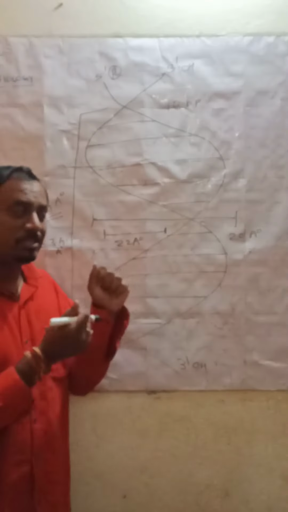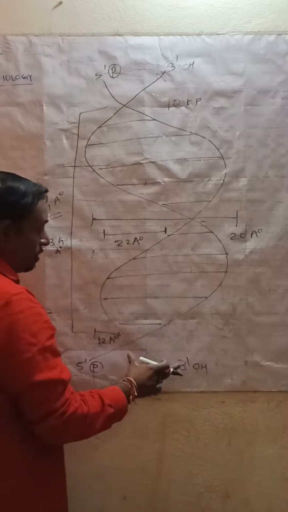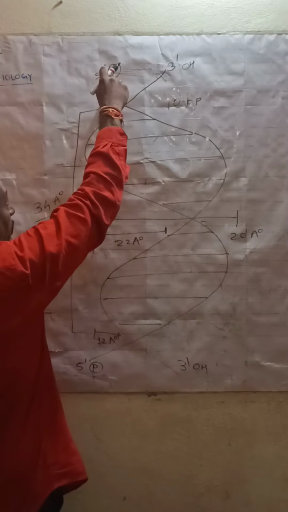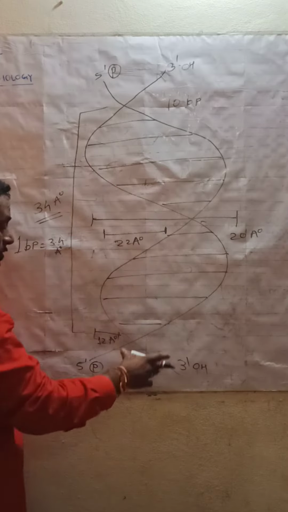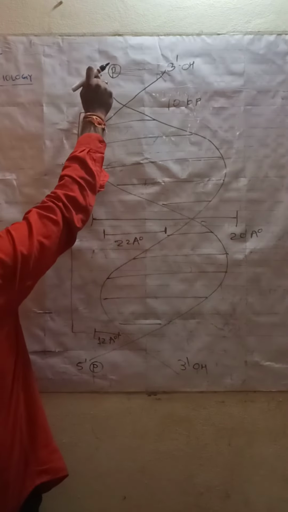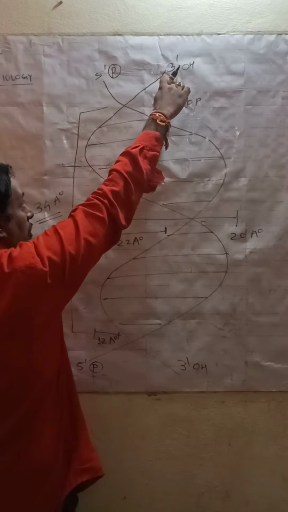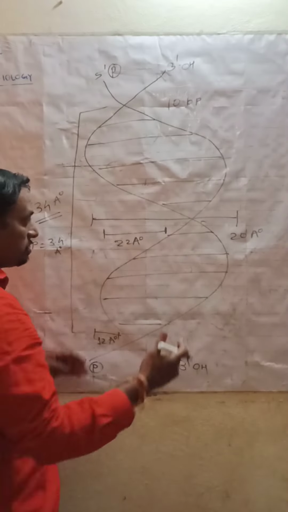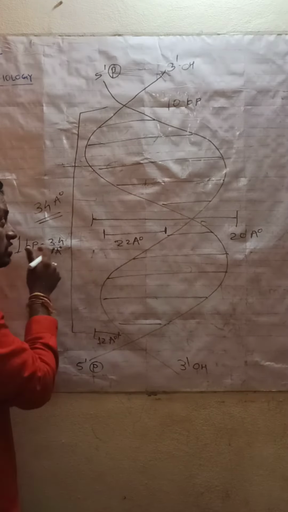It looks like a twisted ladder having 10 base pairs per turn, with 2 ends for each strand, 5 prime to 3 prime. Both strands are in opposite directions, meaning if one strand has a 5 prime end on one side, then on the opposite side there must be the 3 prime end of the other strand. These are bonded with complementary bases. So how does the bonding occur? Let's see.